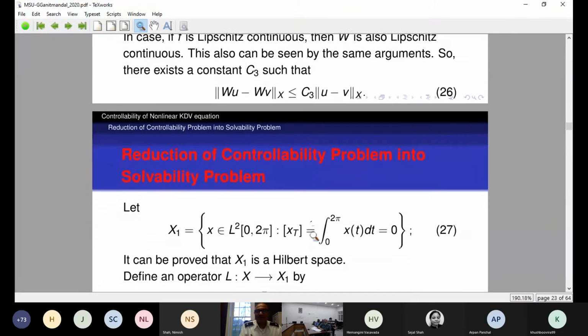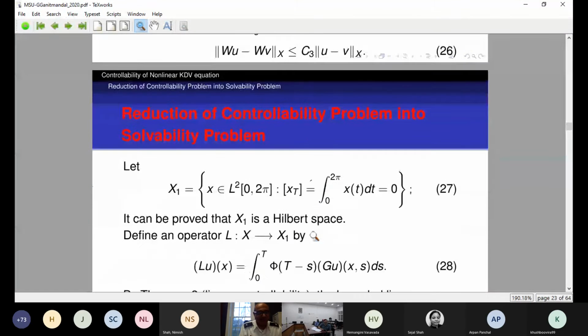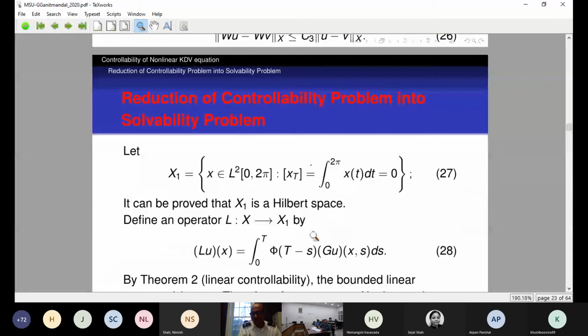So now I would like to convert my controllability problem to a solvability problem. This is the main thing. This paper was published two to three years back in the Journal of Mathematical Analysis and Applications, Elsevier. So if somebody is interested, he or she can go through this paper.